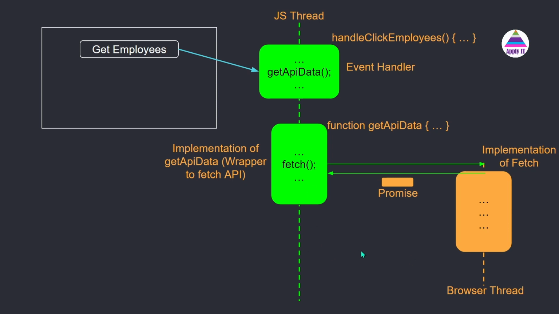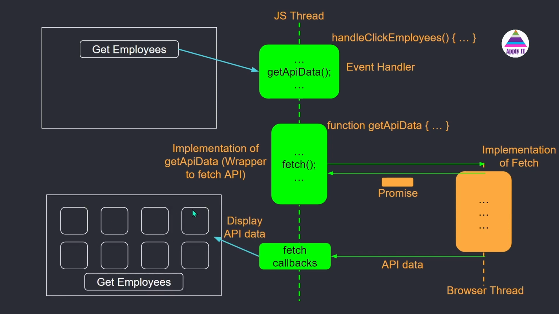Once the fetch API gets API data from the API server, it will provide that API data via fetch callbacks to our JavaScript thread. And once the JavaScript thread gets that result, it can display it on the user interface. So basically, when we make an async call, its execution will happen on a separate thread. Once the execution completes, we get the response of the API data using fetch callbacks. Now let's see what this promise object is that we get as a result of this async call.